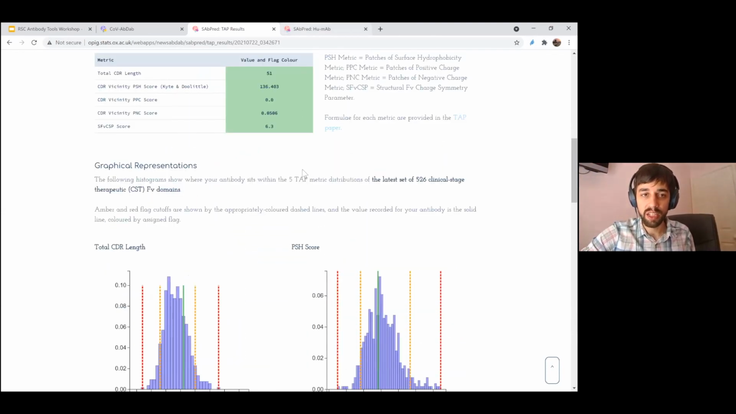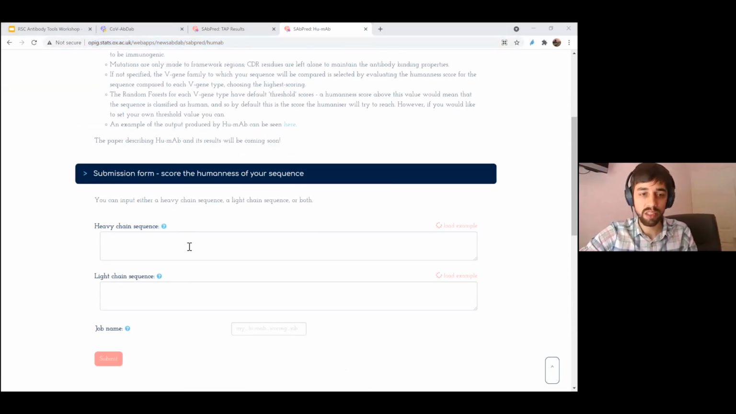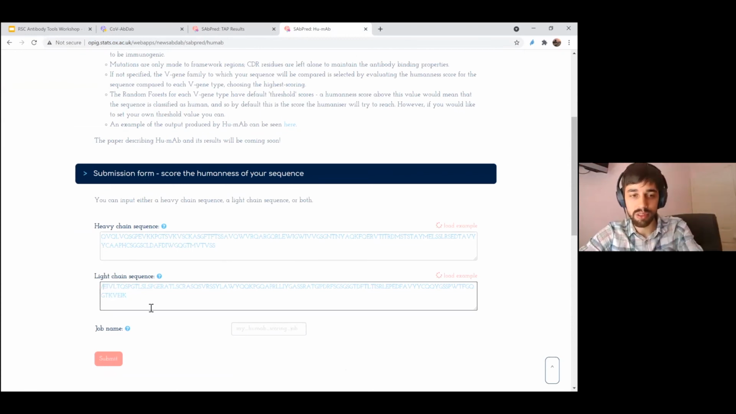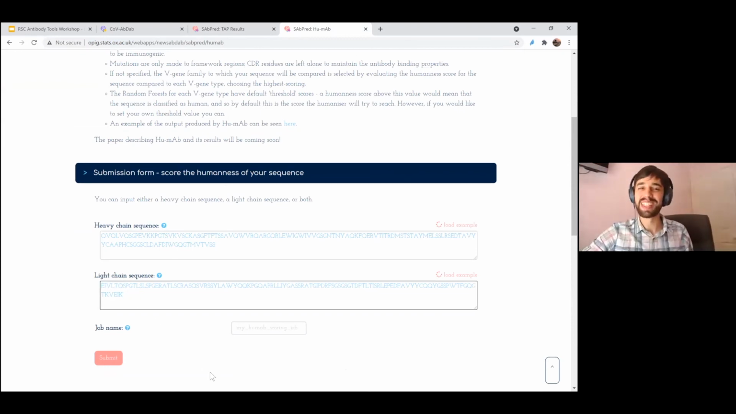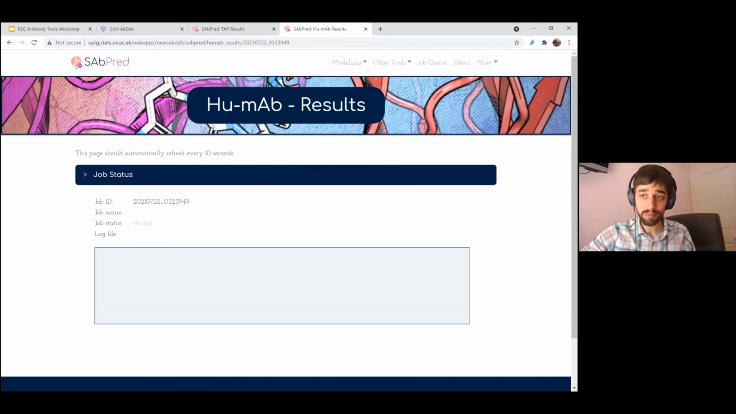Now I'll flick over to HuMab to see if the same thing can be said for its humanness characteristics. I'll paste in its heavy chain sequence and its light chain sequence. Helpfully, our web applications sometimes take these as a joint input and sometimes don't. But first of all, we'll just score the humanness of this sequence. Again, this is going to pass the sequence through the random forest classifier, and it's going to automatically detect which is the heavy chain and which is the light chain.